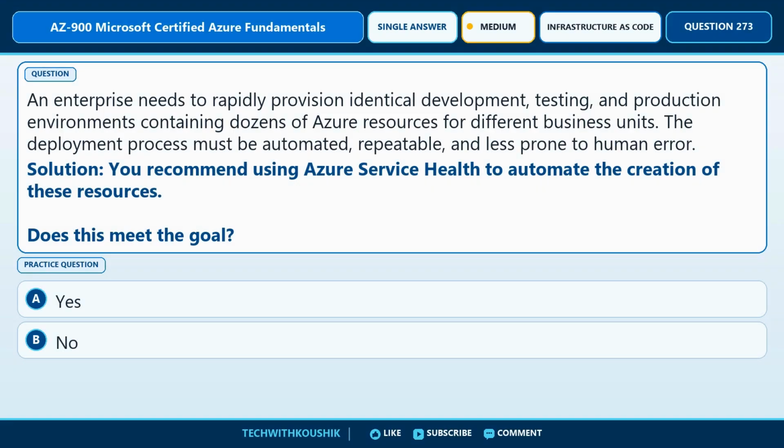Here comes question number 273. The focus now shifts to infrastructure as code. Consider this situation. An enterprise needs to rapidly provision identical development, testing, and production environments containing dozens of Azure resources for different business units. The deployment process must be automated, repeatable, and less prone to human error. Solution: you recommend using Azure Service Health to automate the creation of these resources. Does this meet the goal? The choices are: Choice A, yes. Choice B, no.